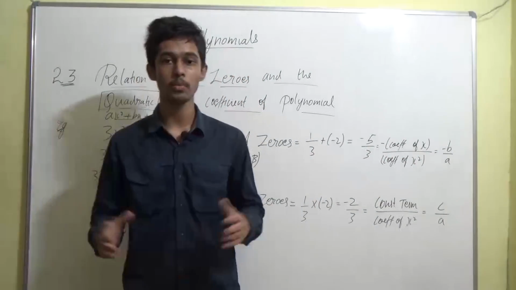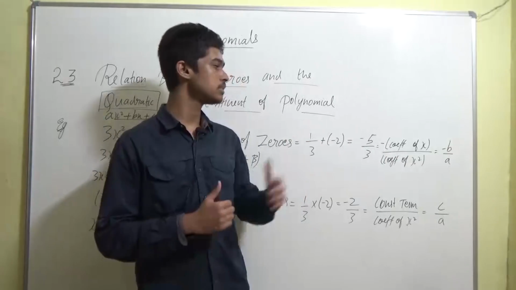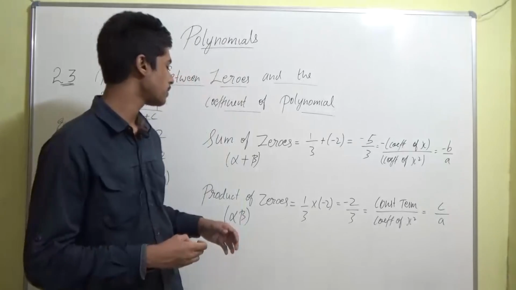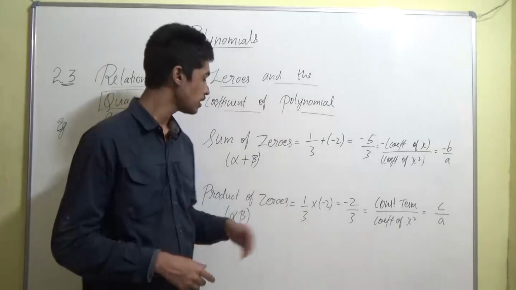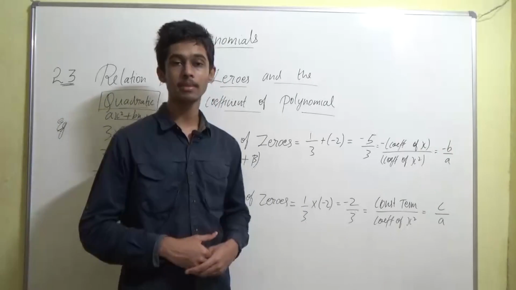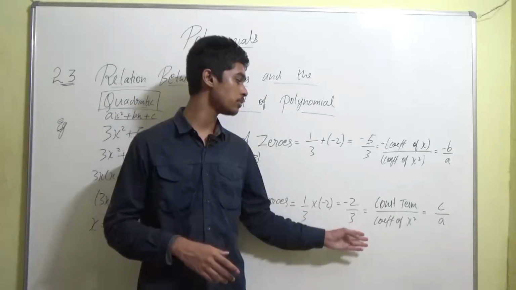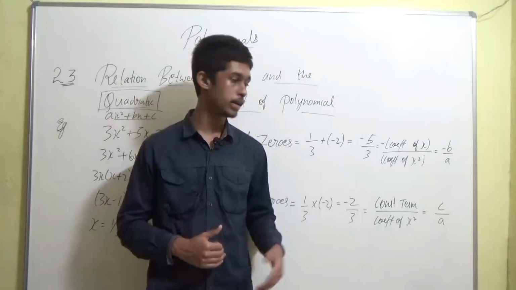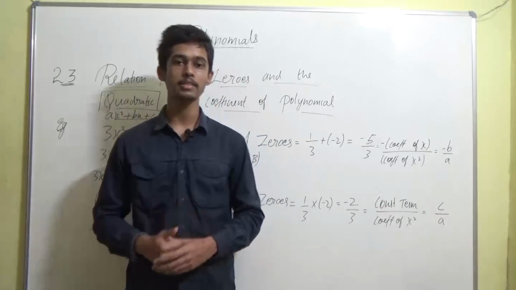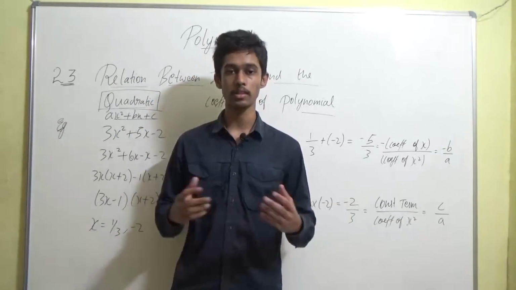So that's the relation for the sum of zeros of a quadratic polynomial. Now let's see what's the relation between the coefficients and the product of zeros. The product of zeros in this case is 1 by 3 into minus 2, which is nothing but minus 2 by 3, which is equal to the constant term by the coefficient of x square, which is nothing but c by a. Now let's go ahead and see what the relationships are for a cubic equation.